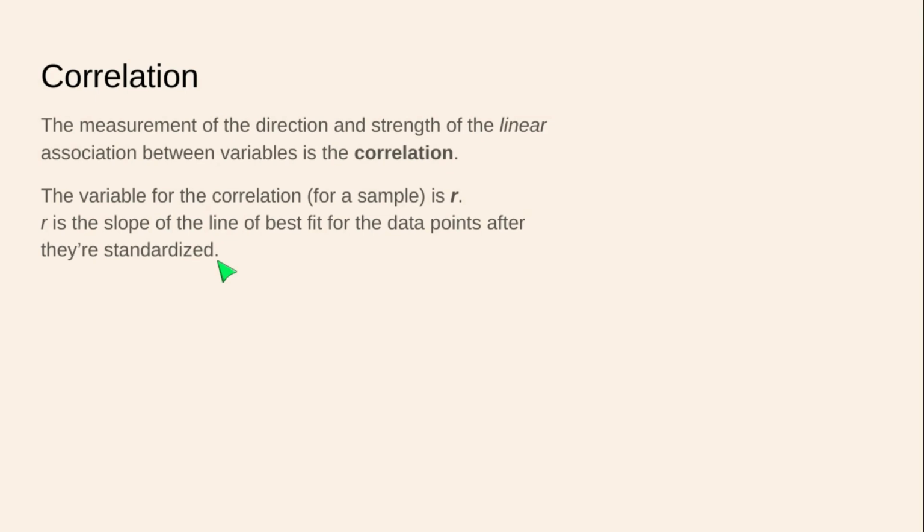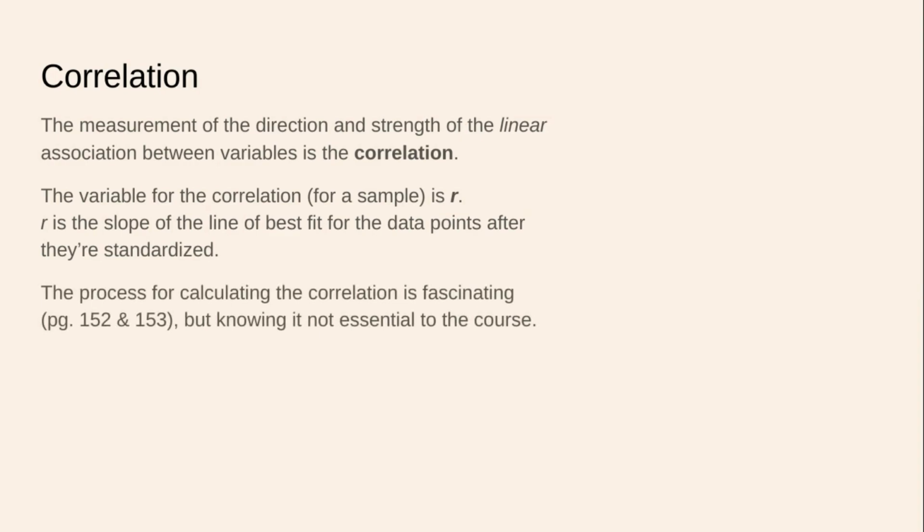But once we standardize those data, then we would have a slope, and that slope is R. Now, we talked about standardizing data values that are not bivariate. We talked about standardizing data values that were individual numbers, not coordinates. So how do you standardize a coordinate?